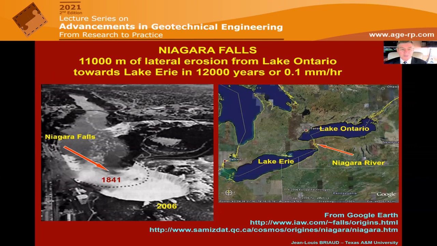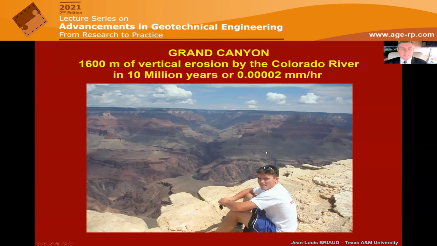But over time, 12,000 years, these falls have traveled 11 kilometers. The next example is the Grand Canyon, again in the United States: 1,600 meters of vertical erosion by the Colorado River in 10 million years. And it created this huge hole, and the Colorado River is at the bottom here.